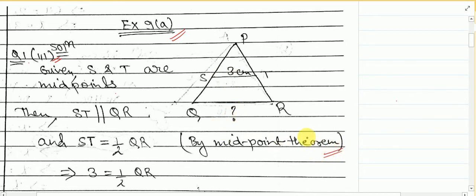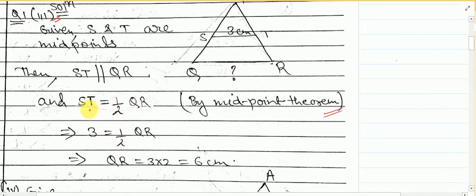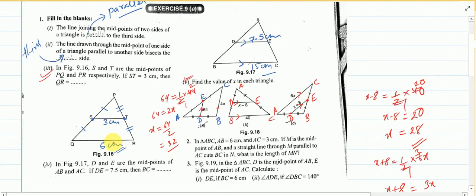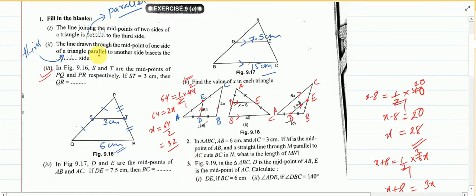These things I have already explained, but you are supposed to write this down. Then ST is how much? 3 centimeter. QR we don't know, so leave it like this. Simplify and you get 6 centimeter. I had already explained over here. So this is what you will write in your maths copy, and the fill in the blanks you will simply write in your textbook.